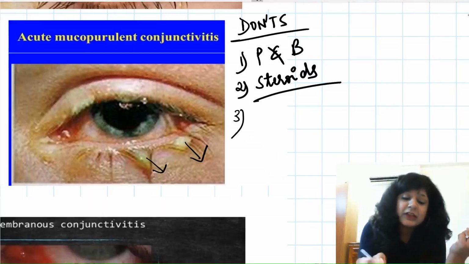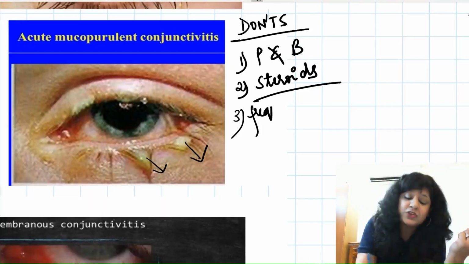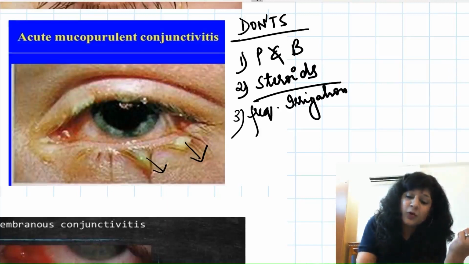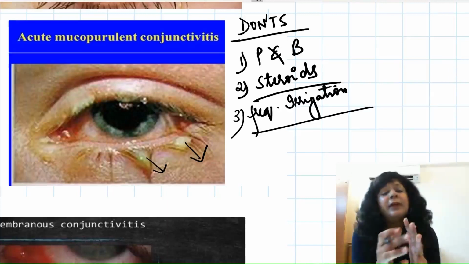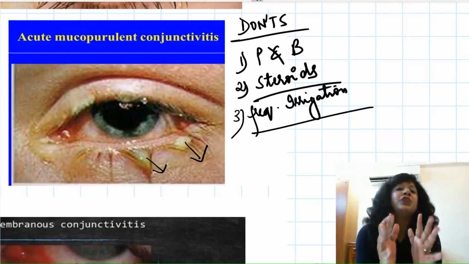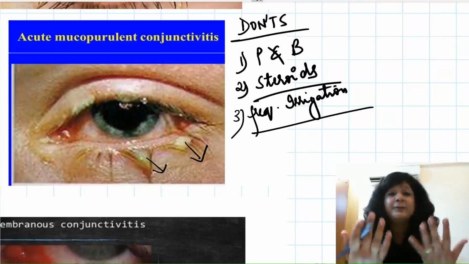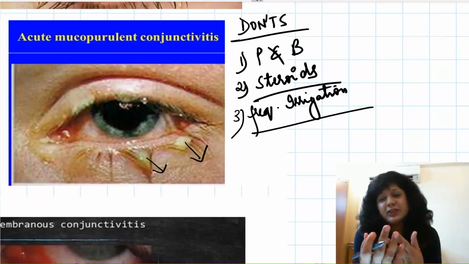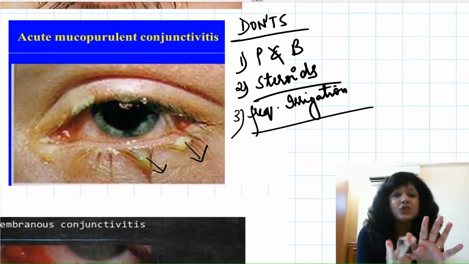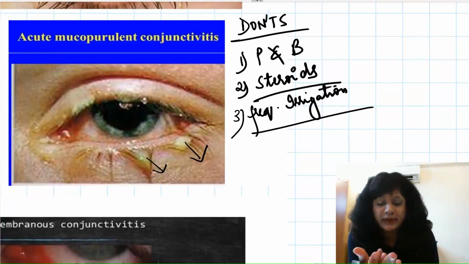And the third thing is frequent irrigation. You have to irrigate the conjunctival sac, but don't do it very, very frequently, because by that you are washing away the protective lysozymes present in the tears. So you can do it occasionally but not very frequently.